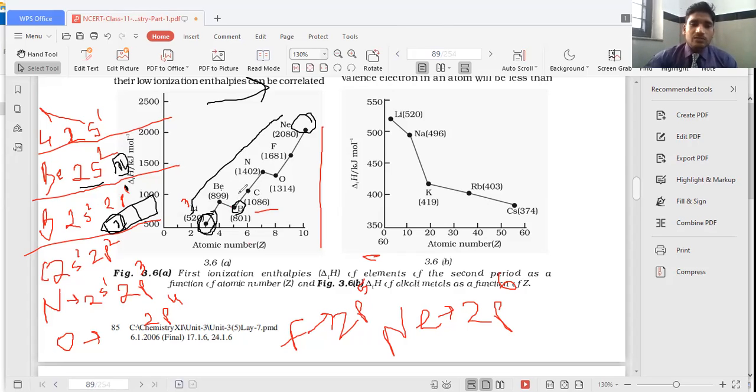Understanding? That's why in comparison to beryllium, the first ionization enthalpy of boron is lesser. Now move to boron to carbon, increase is happening. Carbon to nitrogen, increase is happening.